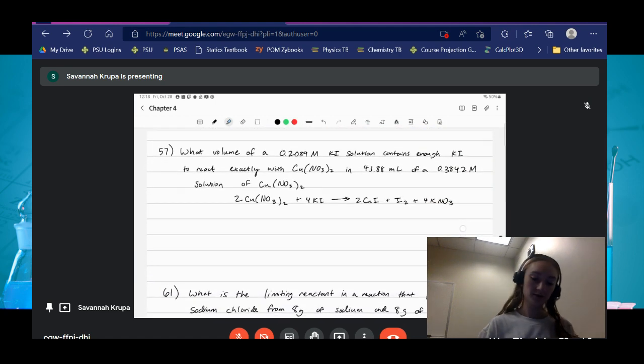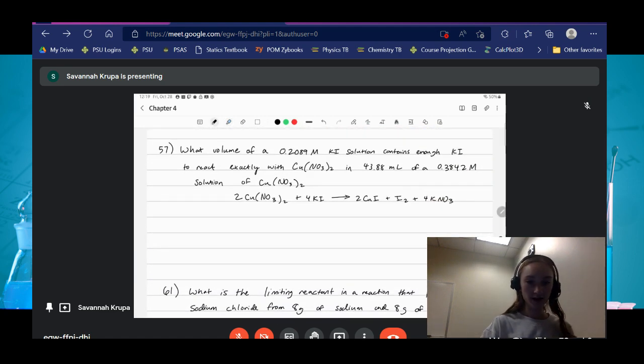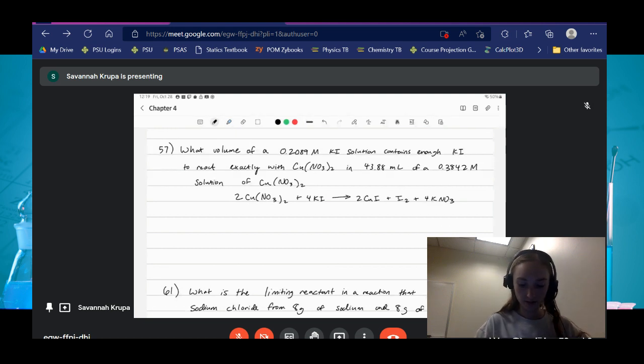So 57 asks us: what volume of a 0.2089 molarity potassium iodide solution contains enough KI to react exactly with copper, I believe that is nitrate, in 43.88 milliliters of a 0.3842 molarity solution of copper nitrate? So we have the given equation again, so we don't have to solve or balance anything, which is nice.